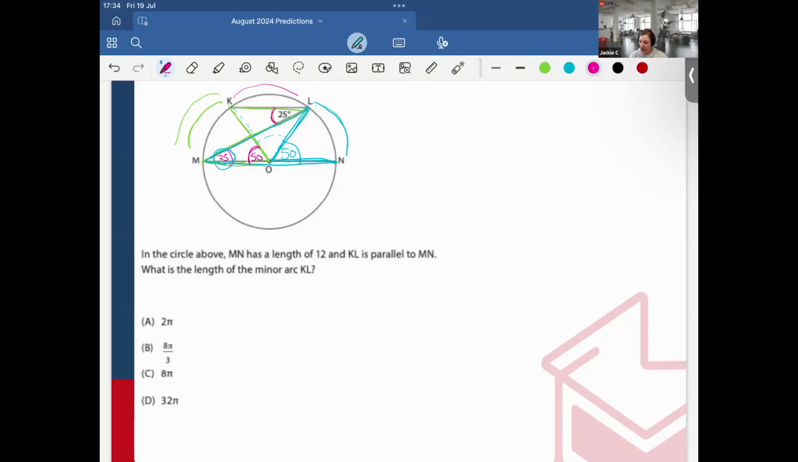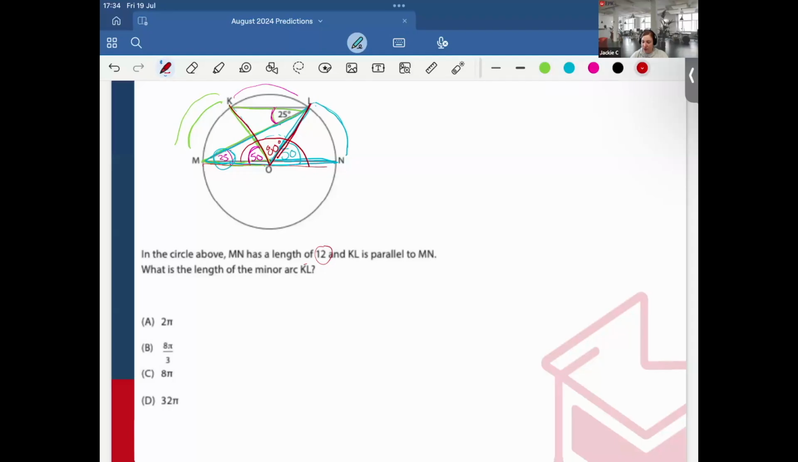I know here I'm on a straight line, right? So this must be 180 degrees. So therefore, I already have 50 plus 50, 100. So I know for sure KOL is going to be 80 degrees. Amazing, right?